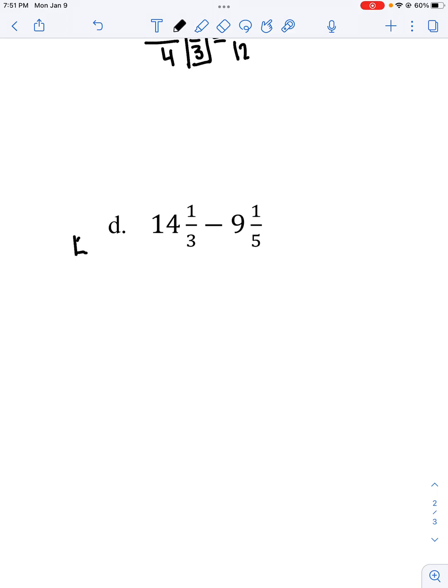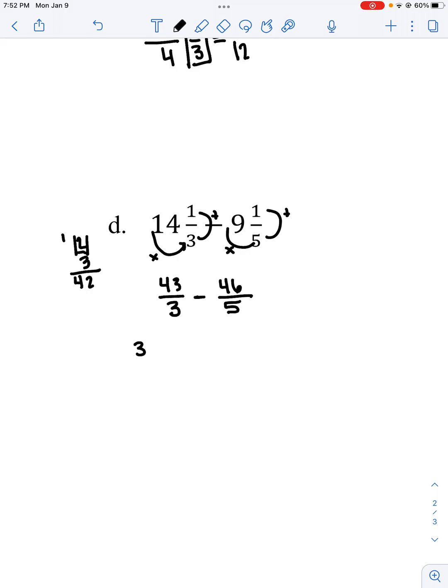Part D, 14 times 3. 3 times 4 is 12. 3 times 1 plus 1 is 4. So 42 plus 1 is 43/3. Minus 9 times 5 is 45. Plus 1 is 46/5.